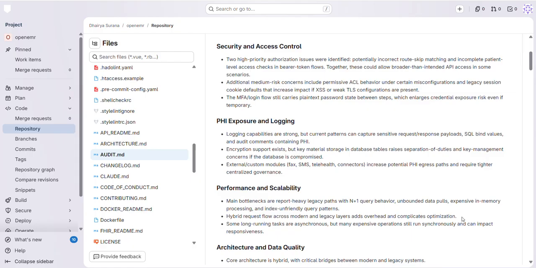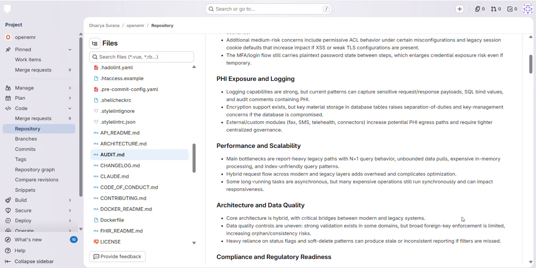The other concern is data quality. Some domains have strong validation, but consistency controls are uneven across the system. For a physician, that can mean acting on incomplete context, and for a patient, that could mean delayed or missed follow-up.